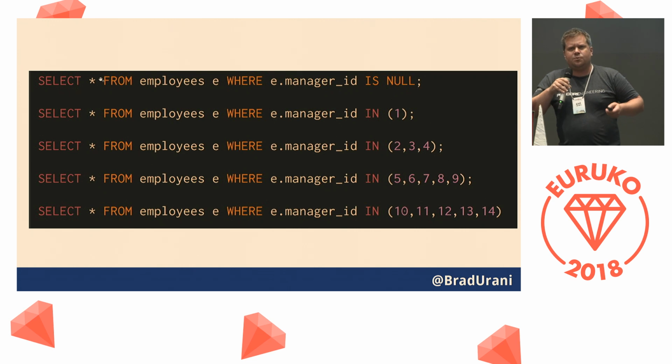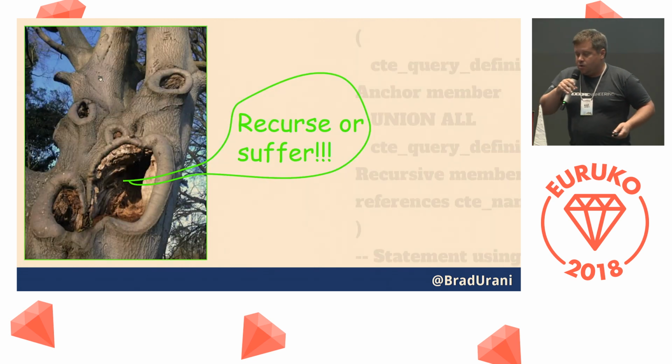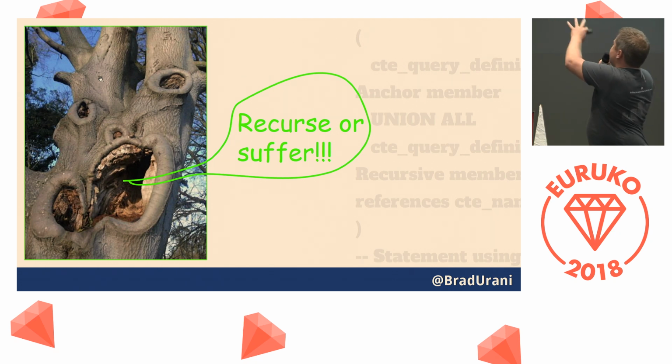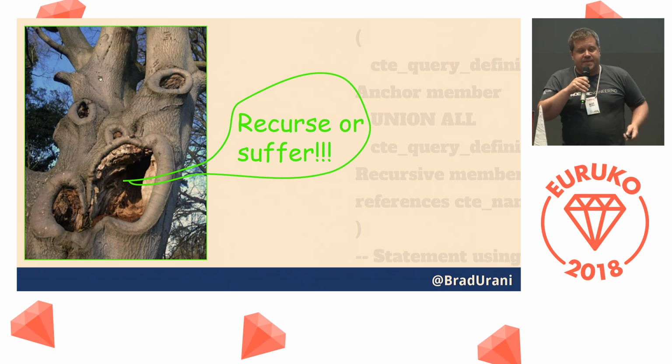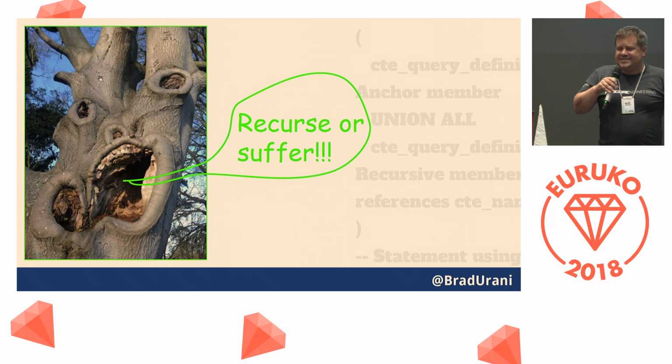All right, so how else can we get descendants out of our database? Ooh, I know. We could use recursion. I tried to find like the scariest tree I could find. It's like the monster tree. We could use recursion to try to find this. Recursive SQL, has anyone here tried to write recursive SQL? It kind of sucks, right? It's not very readable.